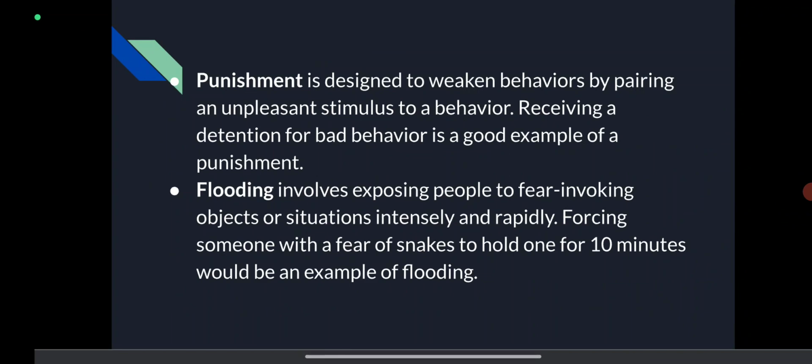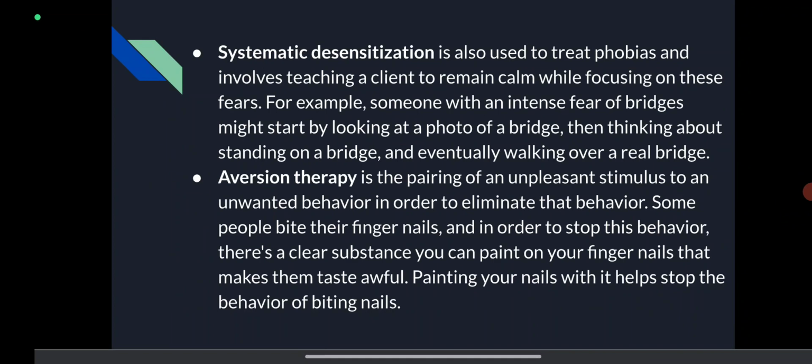Flooding. Flooding involves exposing people to fear invoking objects or situations intensely and rapidly. Forcing someone with a fear of snakes to hold one for 10 minutes would be an example of flooding. Systematic desensitization is also used to treat phobias and involves teaching a client to remain calm while focusing on these fears. For example, someone with an intense fear of bridges might start by looking at a photo of a bridge, then thinking about standing on a bridge, and eventually walking over a real bridge.